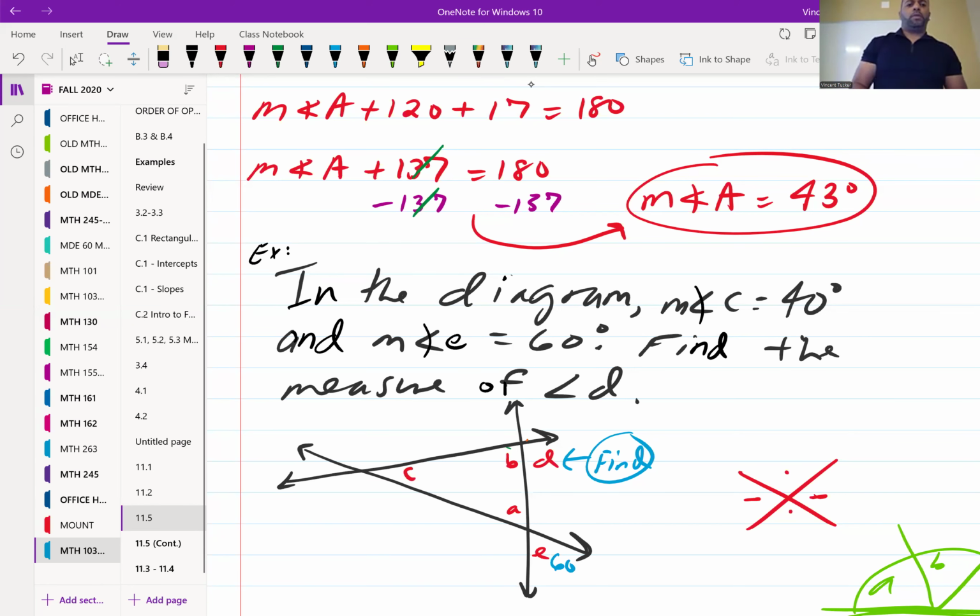All right, so in the diagram, the measure of angle C is 40 degrees. The measure of angle E is 60 degrees. Find the measure of angle D.